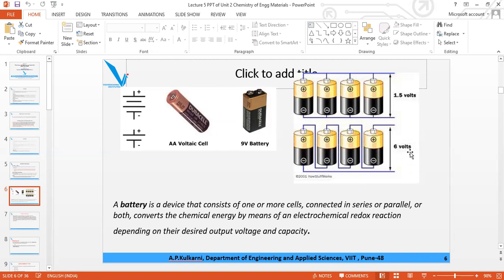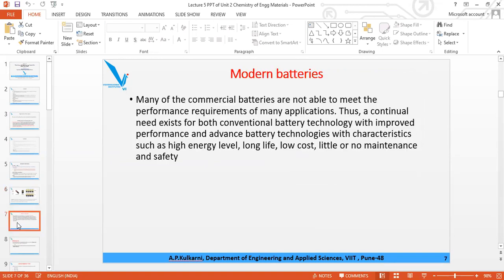Now here, 1.5 into 4, so it gives how much? 6 volts. Here also 6 volts, so total is 12 volts. Here it is 9 volts, here it is 1.5, etc. So the battery is labelled depending on its output voltage and capacity.